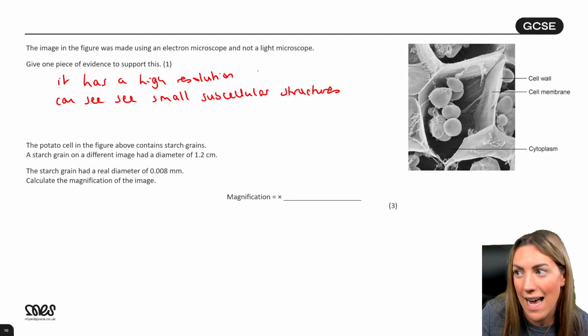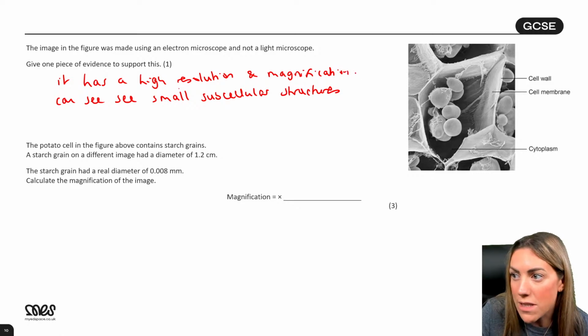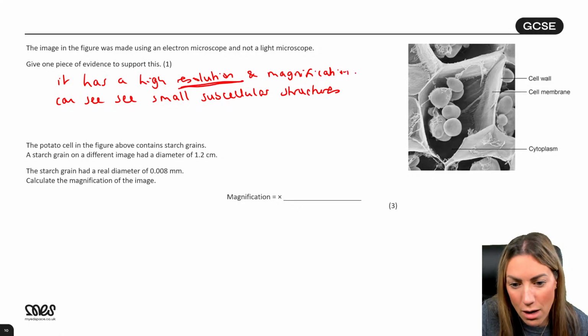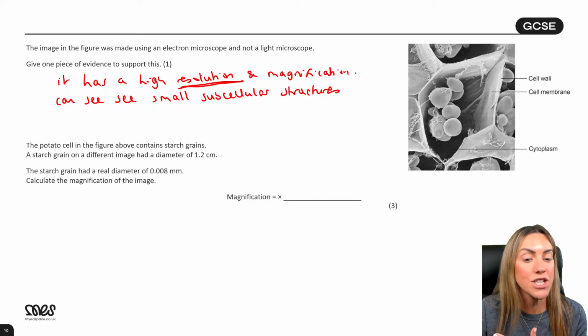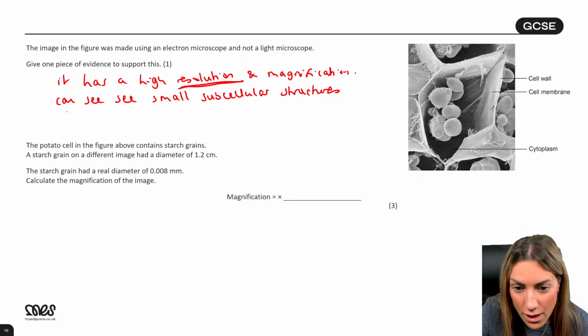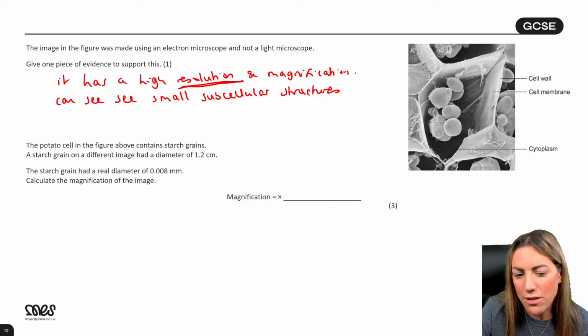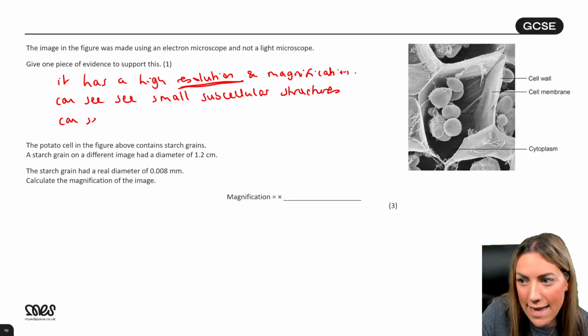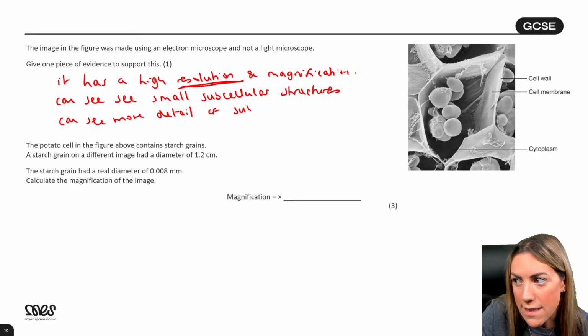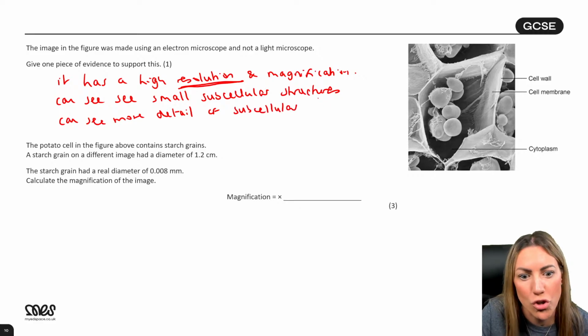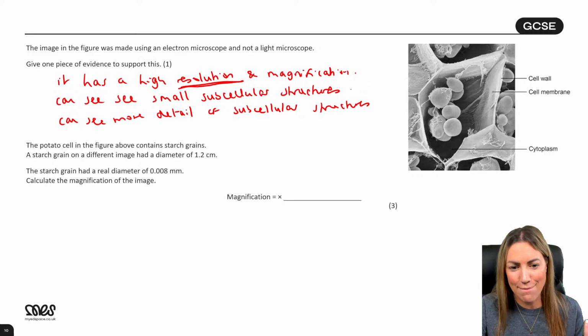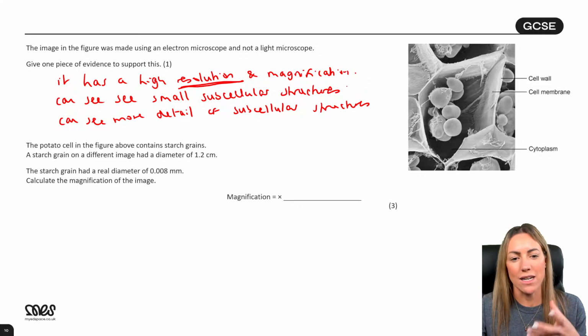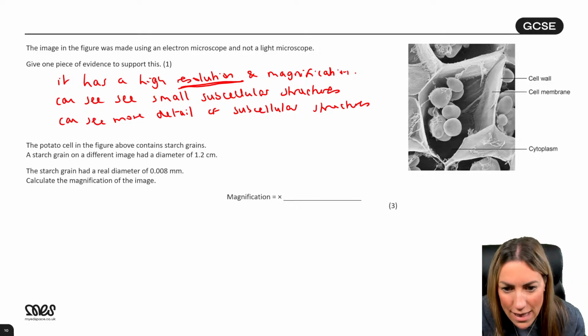So you can say it has a high resolution and magnification. But you must say resolution because that's what will be on the mark scheme. If you just say high magnification, you probably won't get the mark. If you just say more detail, I don't think you get the mark, but you could say can see more detail of subcellular structures, which just means a structure inside the cell. And obviously that's because it's got a high resolution and a high magnification. You can see detail of the subcellular structures.